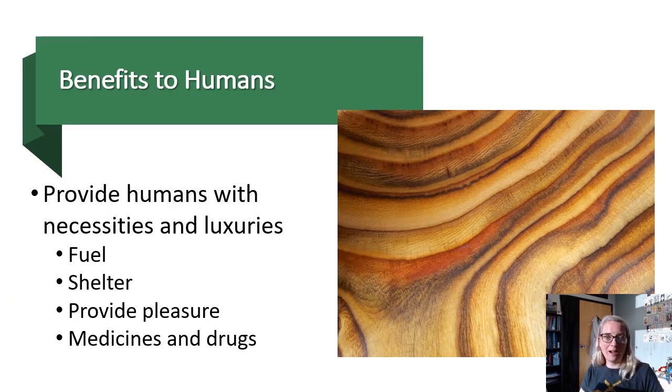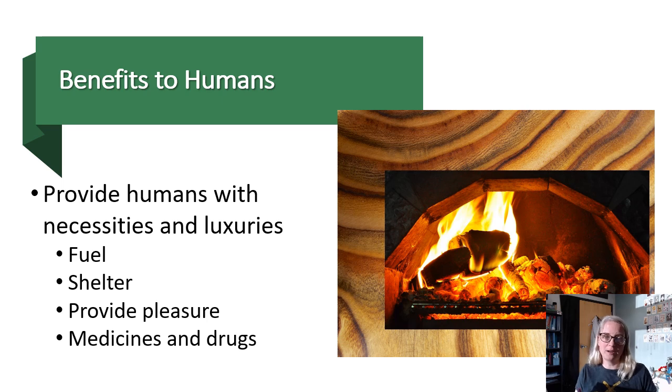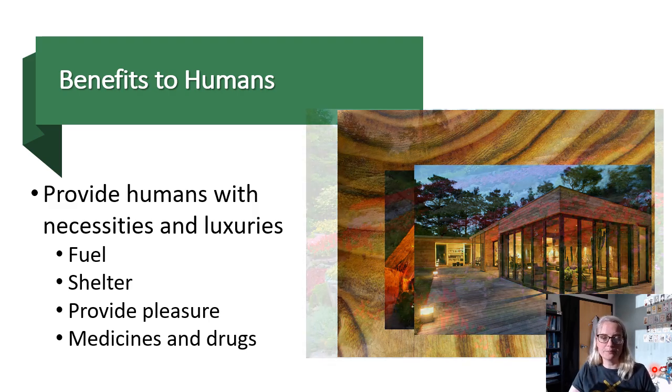And then lastly, how plants impact us. So there's some benefits to humans. Specifically, we have fuel like wood you can burn to make a fire and kind of break down that cellulose to release heat that we can then use for cooking or staying warm. We can use wood to build our shelter, right? So we can have wooden structures that we can build to protect us from the environment.